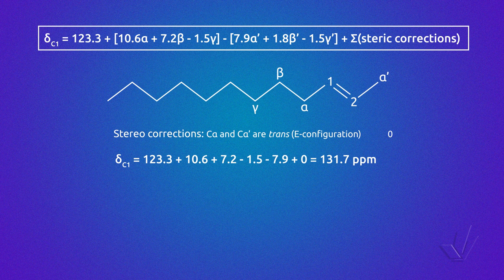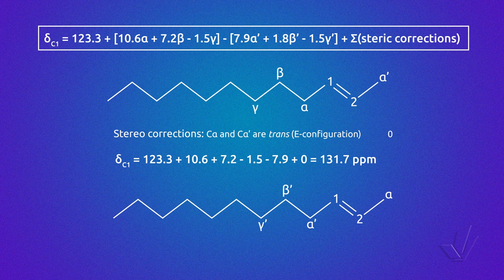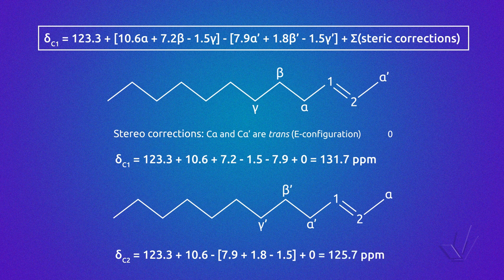131.7 ppm. To calculate the chemical shift of carbon 2, we just call alpha the carbon bonded to carbon 2, and the others that are bonded to carbon 1 become alpha prime, beta prime, and gamma prime. So the equation becomes equal to 123.3 plus 10.6. Then minus all the prime carbons, minus 7.9, minus 1.8, and plus 1.5. Being the steric correction also zero, the final result is 125.7 ppm.